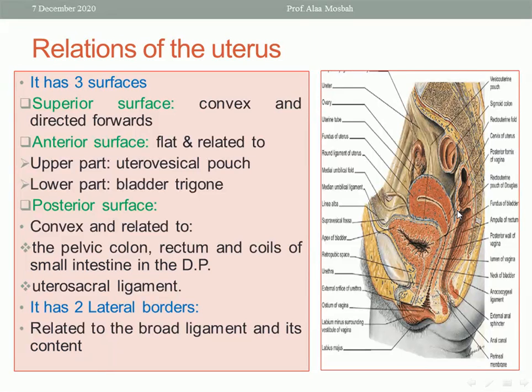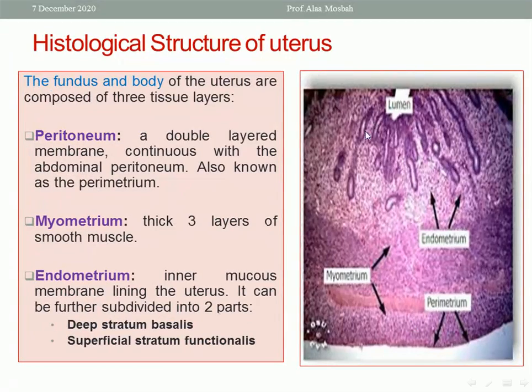Also, the uterus has two lateral borders on each side related to the broad ligament and its content, as we mentioned before. What is the histological structure of the uterus? Please look at the picture from inside to outside, from inside the cavity of the uterus to the outside.